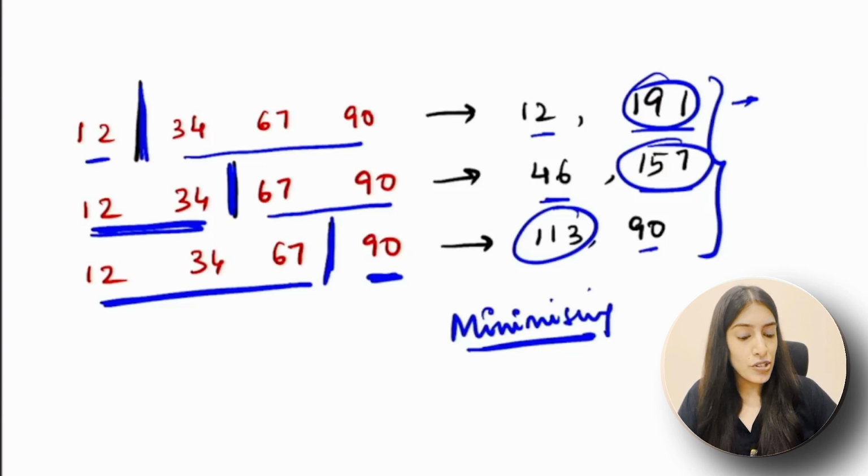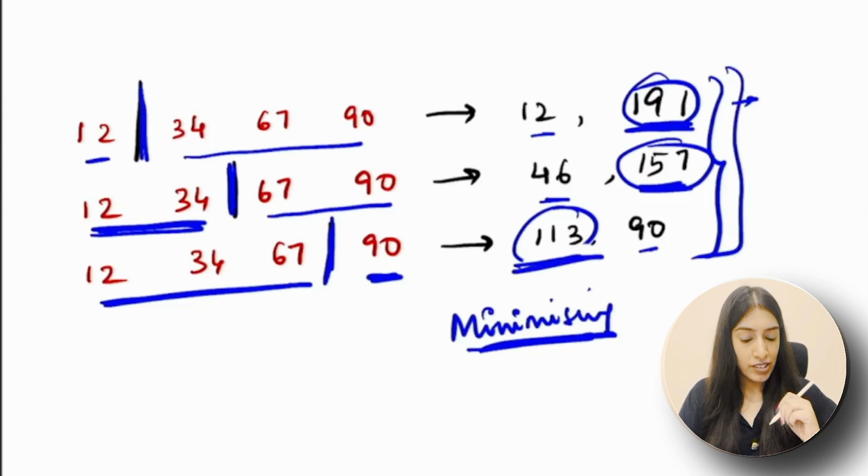Here, see, these are the possibilities. Here the maximum number of pages that a student gets is 191. Here it is 157. Here it is 113. Now we have to minimize it. What is the minimum of these 3 values? It is 113. So that is why the correct answer for these 3 possibilities will be 113.